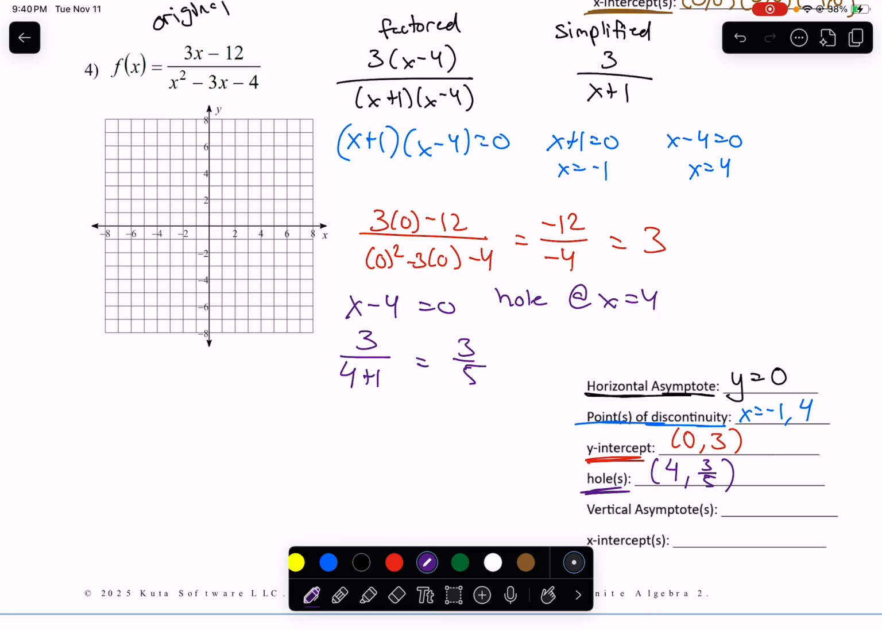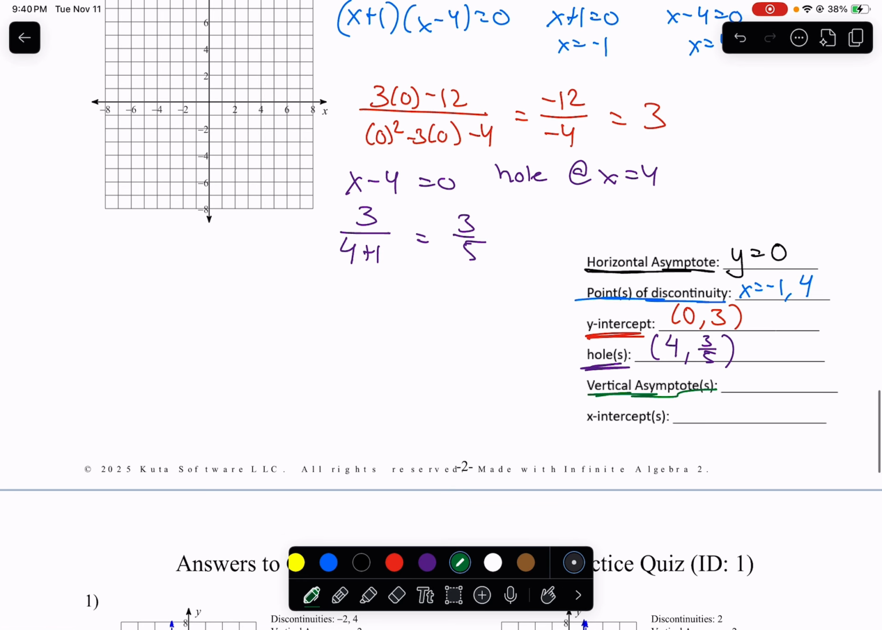To find my vertical asymptote, I look at my simplified version and set the denominator equal to 0. So I'm going to do x plus 1 equals 0. What am I doing? I subtract 1. I get that x equals -1. My vertical asymptote is at x equals -1.